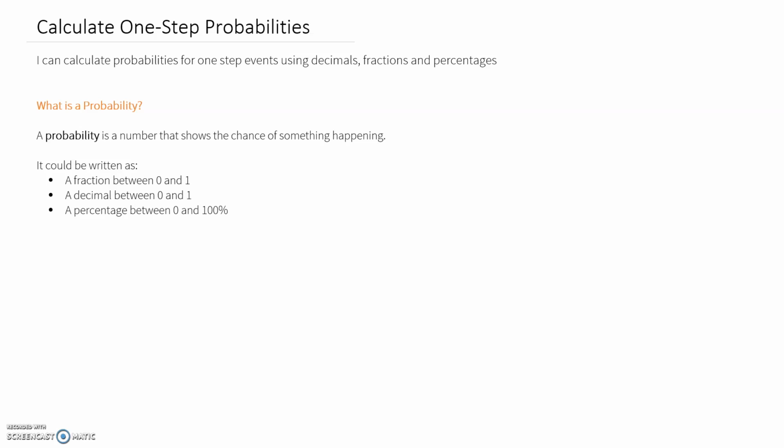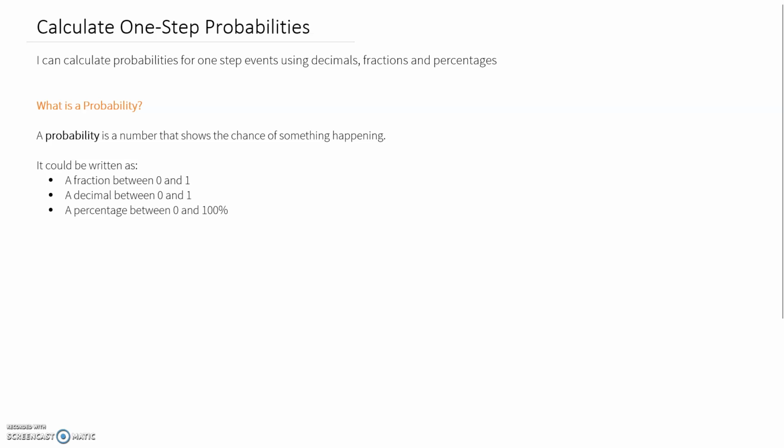But it can also be expressed as a decimal, so it could be anything from 0.0 through to like 0.3 through to 1.0. And then the one you're probably most familiar with is as a percentage between 0 and 100%. So it could be 0%, could be 30%, it could be 100%. And all three of these ways are valid ways to write a probability. We're going to look at fractions first.